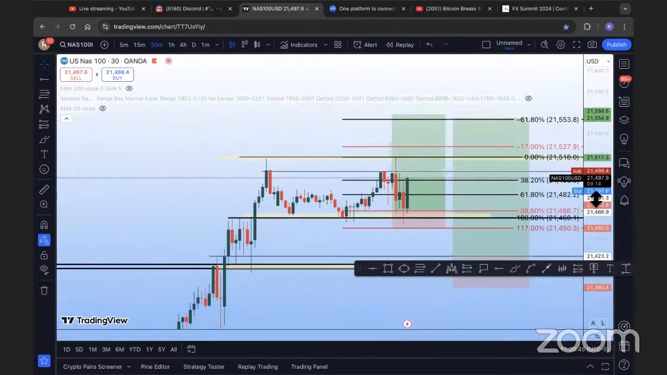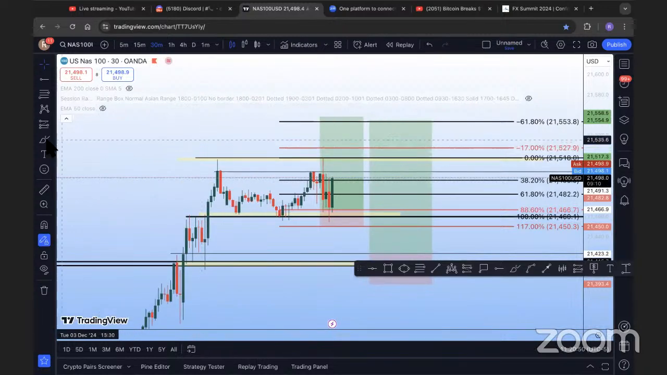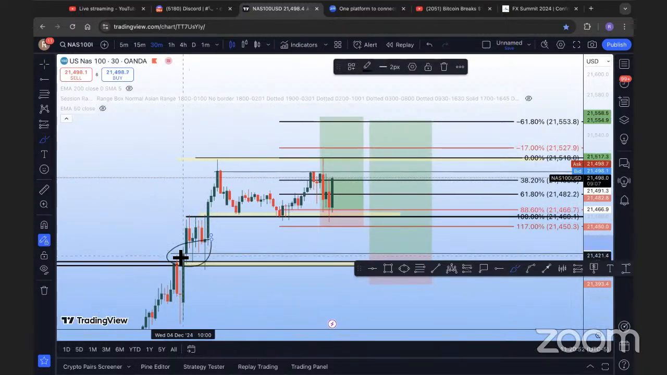So normally, we're expecting a deeper retracement during New York session. So previous area of support was right here. Price established.